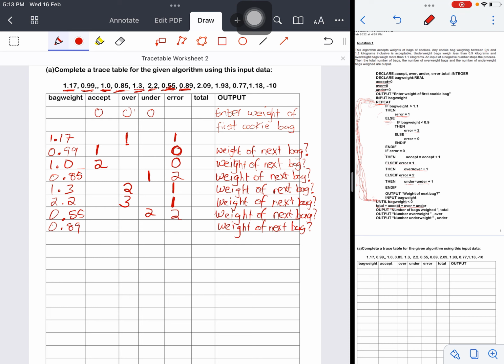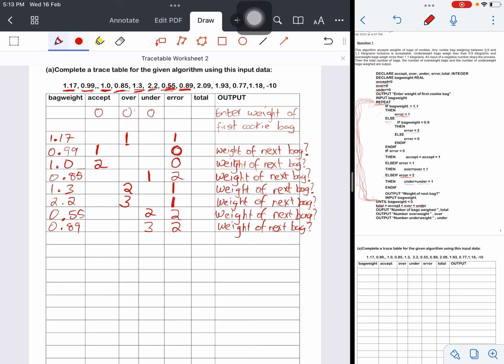Is this bag weight more than 1.1? No. Is it less than 0.9? Yes. So error is going to be equal to 2. Okay? And then if it's equal to 2, then we go here and it says else error is equal to 2. If it's equal to 2, then under is equal to under plus 1. Currently under is 2. 2 plus 1 is 3.